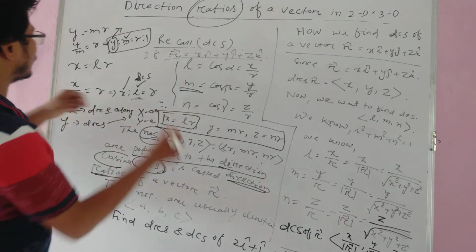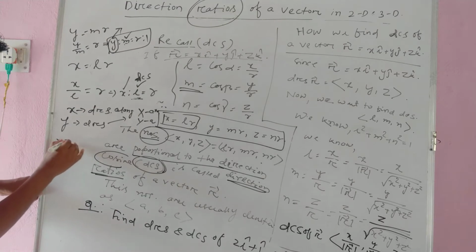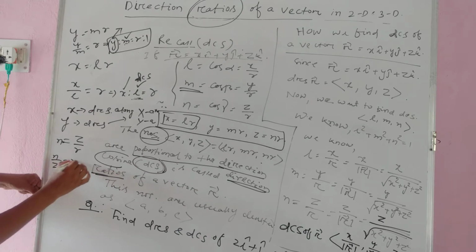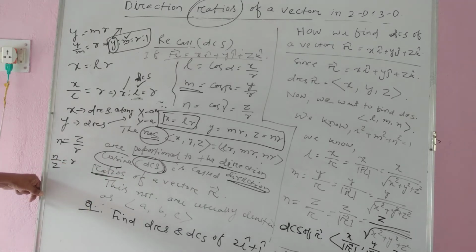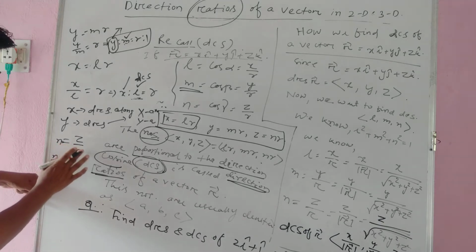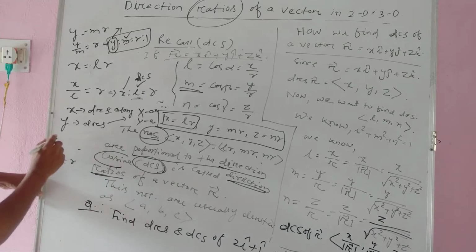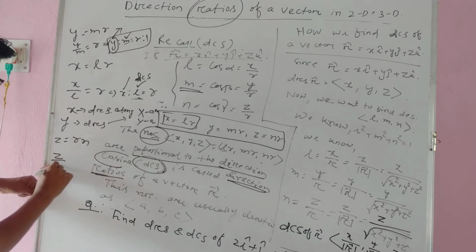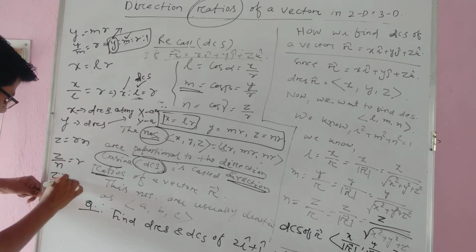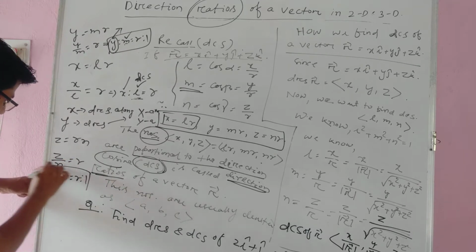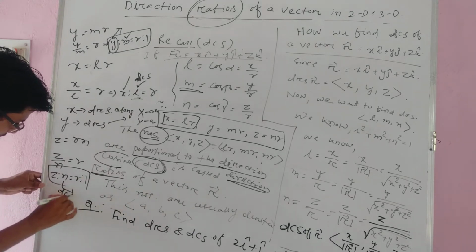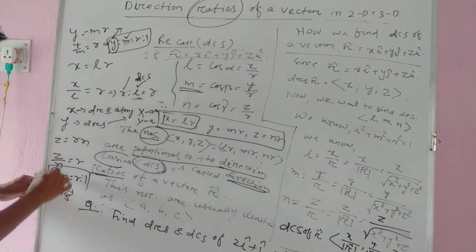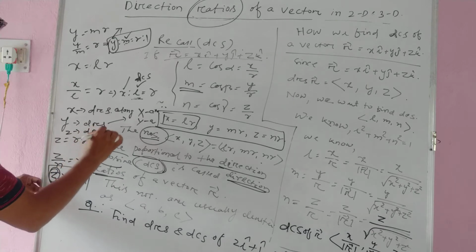Similarly, N is equal to z by r. So z is equal to N into r, and z by N is equal to r. That means z is to N is equal to r is to 1. So z is proportional to the DC, and z is another DR, along the z axis.